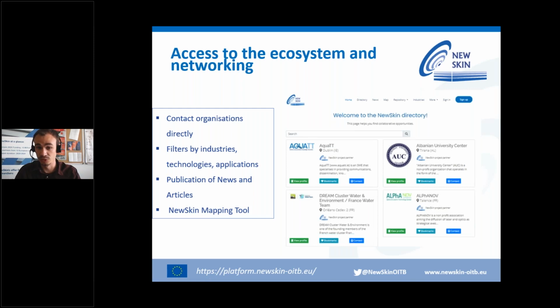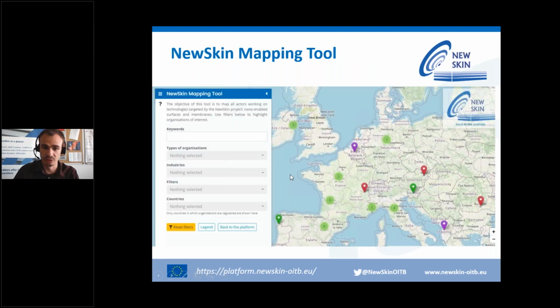And you can also use the news sections to communicate on scientific articles that have been published as well. And finally, in order to offer networking opportunities, we developed a mapping tool that you can use that allows you to find a specific partner easier, to launch a new project, or to use a specific NewSkin service.